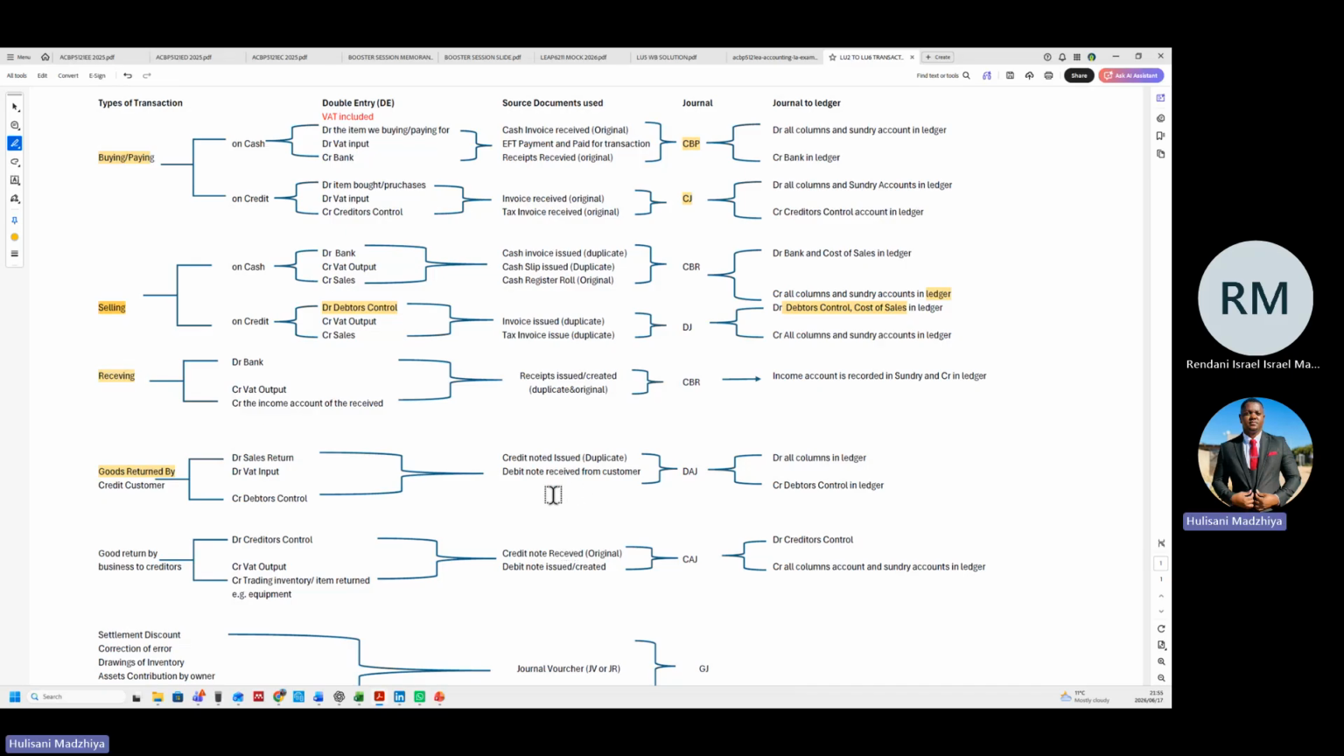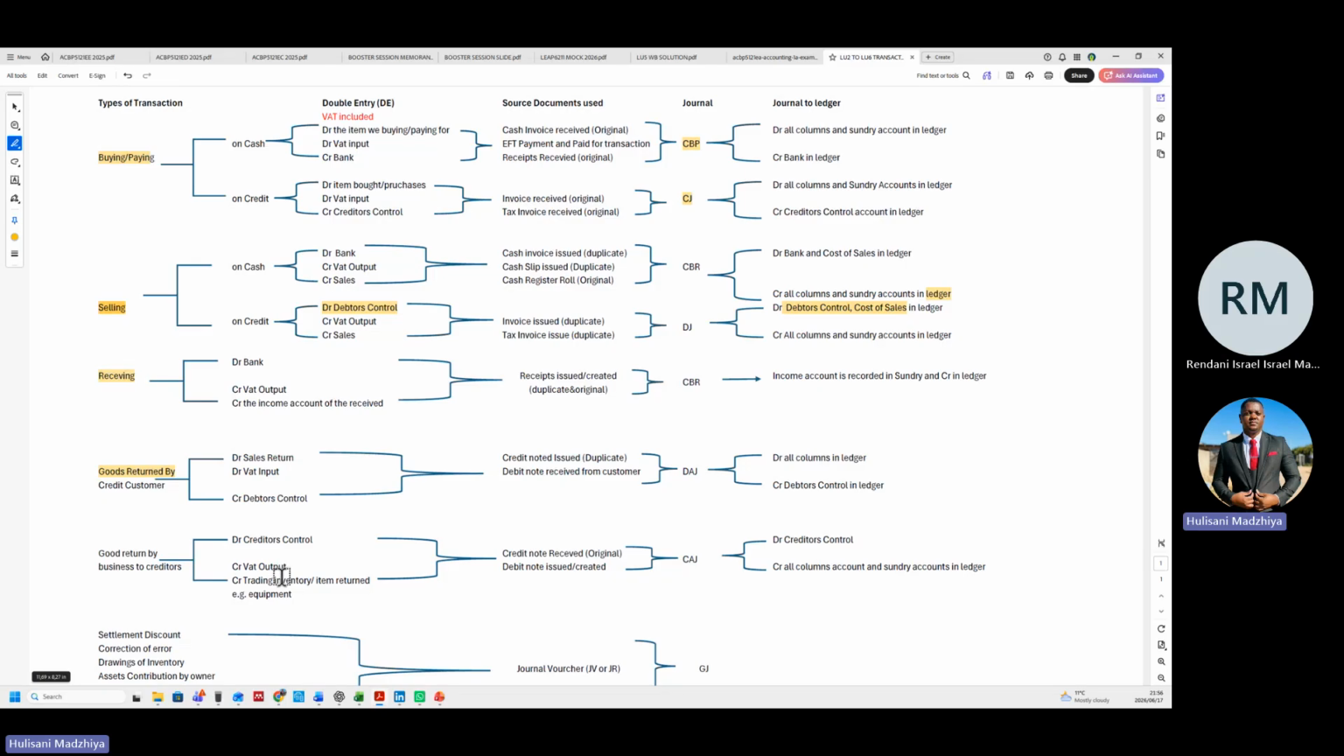So the previous one, when a customer returned goods to us, we issue a credit note. When we return goods to the creditor or to the supplier, we receive a credit note. And then when we receive the credit note, this is recorded in the creditors allowance journal. In the creditors allowance journal, we record under creditors control the total amount of goods that you return, including VAT. And then VAT output to cancel the VAT input that we claimed from SARS.